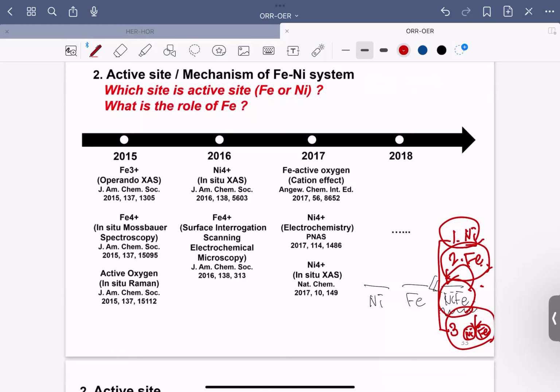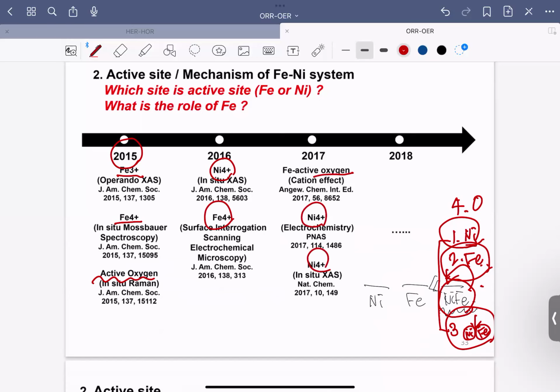important in situ analyses were done. In 2015, some groups proposed that iron 3 plus is the active site. The other group showed iron 4 plus. The other showed, oh my God, I'm sorry, there are four cases: oxygen is the active site, not the transition metal itself. I will discuss that shortly. But anyway, the active oxygen can be considered as an active site. What about 2016? Nickel 4 plus has been proposed, and also iron 4 plus. What about 2017? Oxygen was revisited again, along with nickel 4 plus, right?